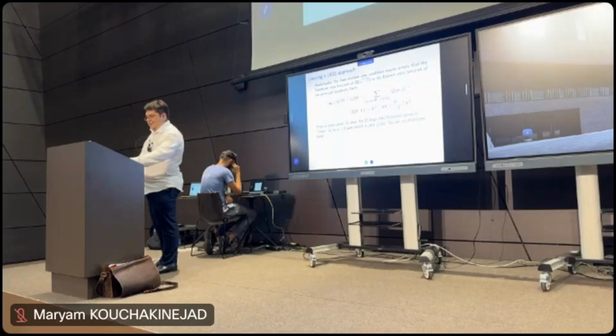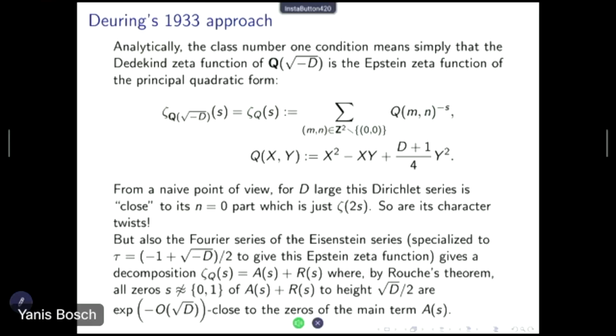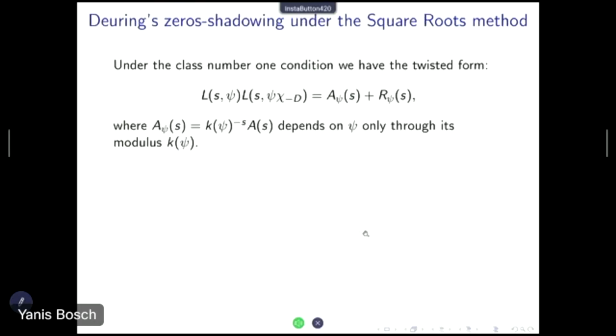It's close when D is large to its n equals 0 part, which is just the Riemann zeta function at 2s, and so are the character twists. They are just the same principal part. But this naive analysis also carries through to the layer of the analytic continuation of the Eisenstein series, which is like on the whole plane. And there is the decomposition zeta equals A plus R with a primary term A, which is explicit, and depends very little on a twist if you twist by Dirichlet character, and the error term R, which decays very fast because of Bessel functions decaying exponentially in y. And this is how the twist will look like by psi under the class number 1 assumption, where this principal term is basically unchanged. It depends on the character only through its modulus.